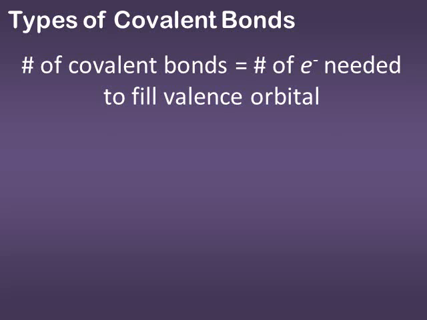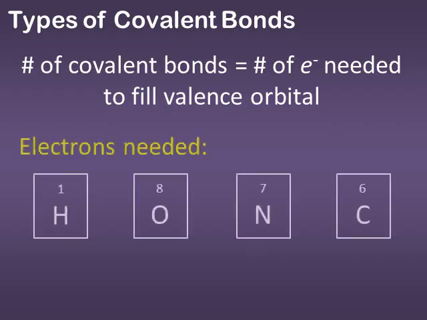There are three types of covalent bonds, either single, double, or triple bonds. And when we start to build these structural formulas for molecules, we need to know the number of covalent bonds that an atom is going to make. So a quick recap on remembering the rules for how you determine the number of covalent bonds. It's how many electrons are needed to fill their valence orbital, that outermost orbital.